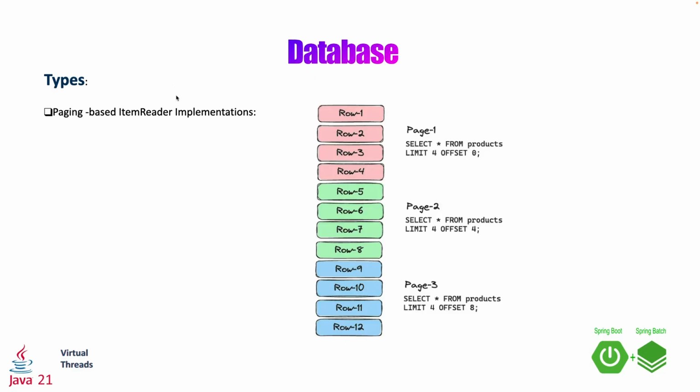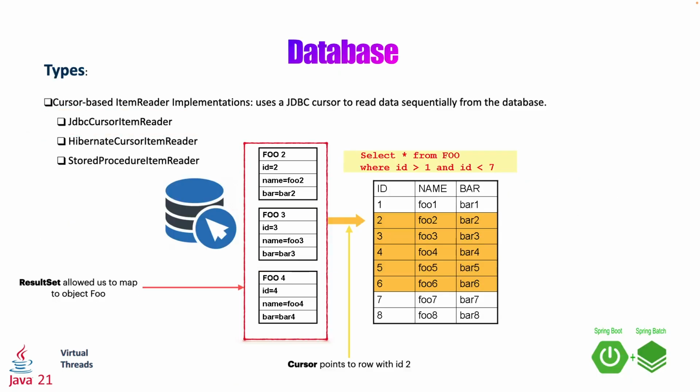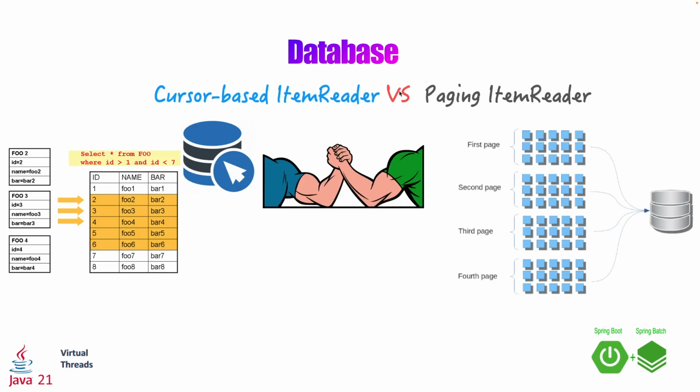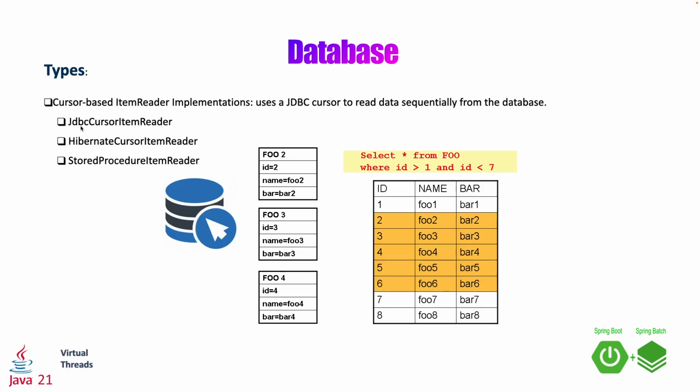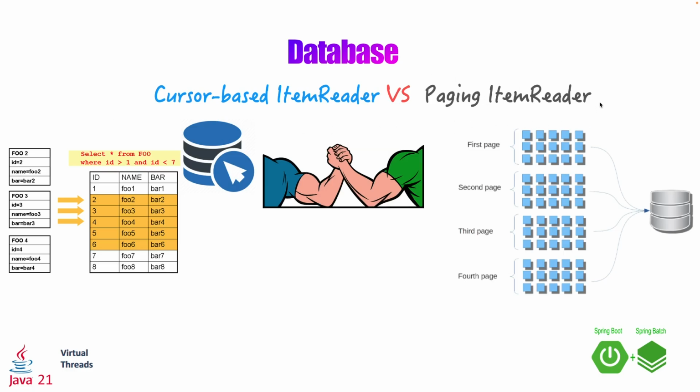So our next topic is paging based item reader implementation, because if you remember, in the beginning of this video, I was telling you guys that we have the cursor based item reader, which is the one that we were just talking about. We have the JDBC cursor item reader. This is the one that we have implemented. We have also the Hibernate cursor item reader. This is deprecated nowadays. And we have also the stored procedure. So all of them are implementations of cursor-based item reader. The example that we have applied here is the JDBC cursor item reader. So now the next thing that we are going to do here is the paging item reader.